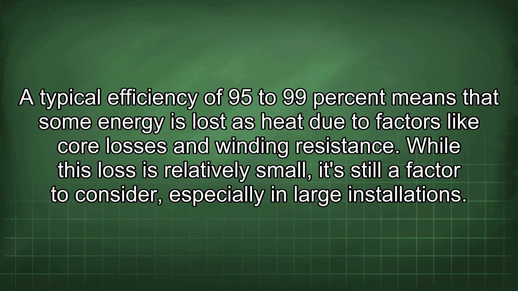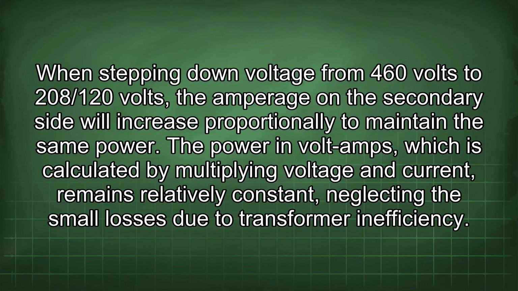A typical efficiency of 95 to 99% means that some energy is lost as heat due to factors like core losses and winding resistance. While this loss is relatively small, it's still a factor to consider, especially in large installations. When stepping down voltage from 460 volts to 208/120 volts, the amperage on the secondary side will increase proportionally to maintain the same power. The power in voltamps, which is calculated by multiplying voltage and current, remains relatively constant, neglecting the small losses due to transformer inefficiency.